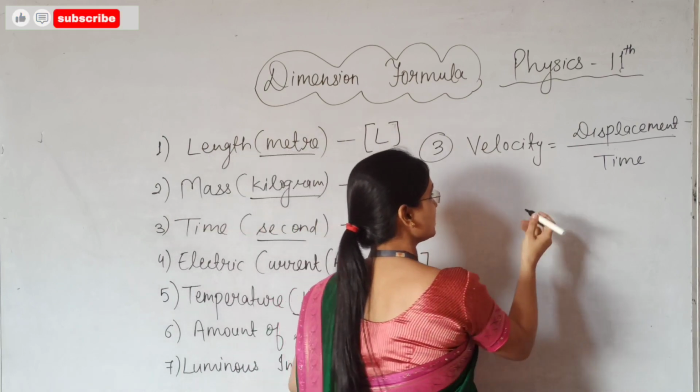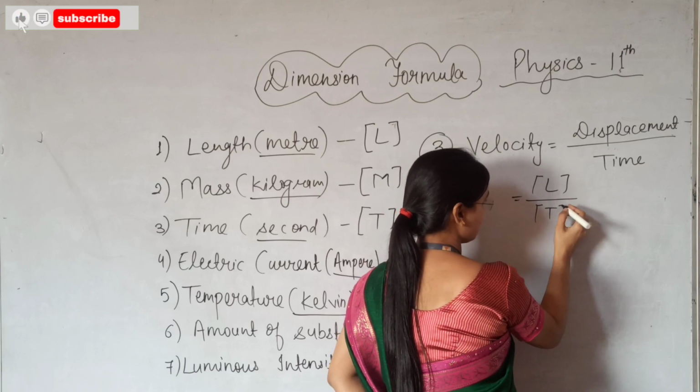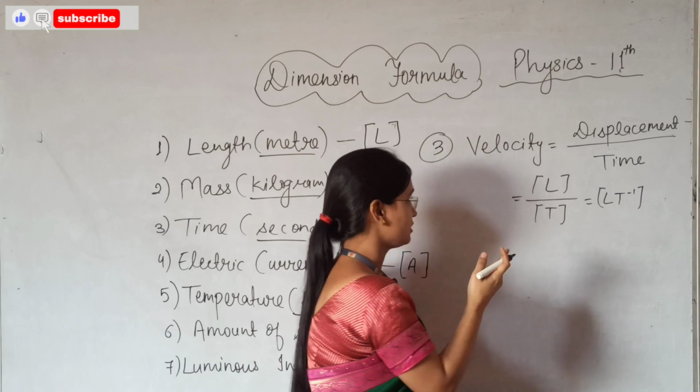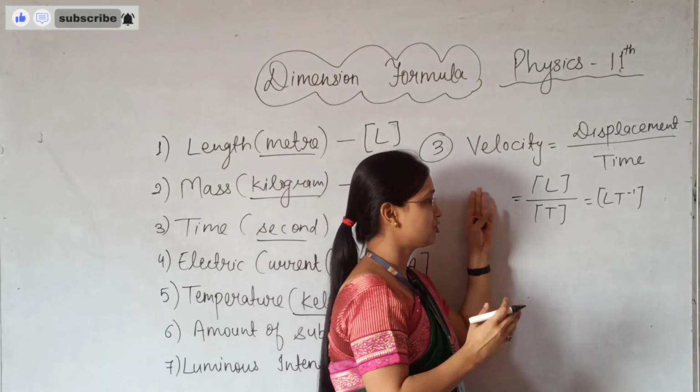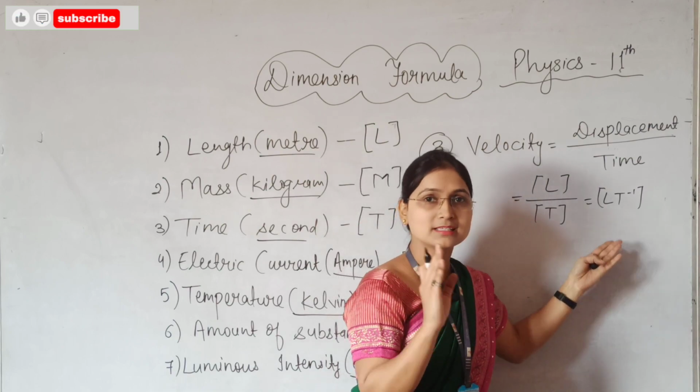Okay, so here displacement will be represented by L and time will be represented by T. So it will become L T to the power minus 1. So as you can see, the dimension formula of speed and the dimension formula of velocity are the same.